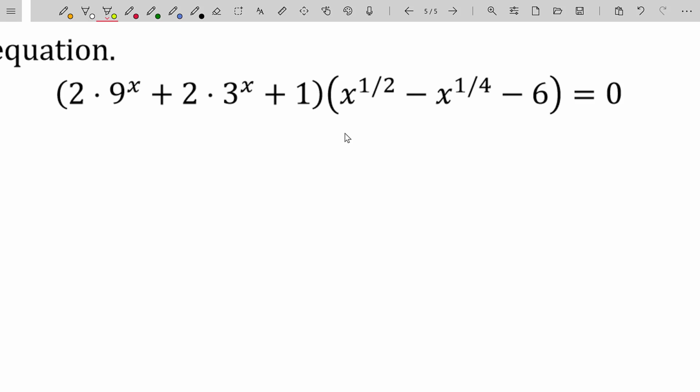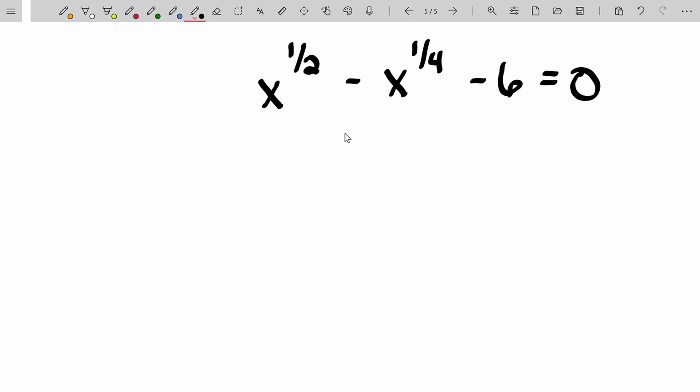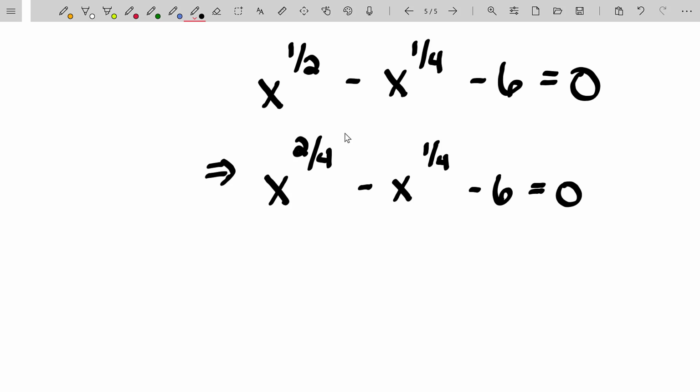Now for education purposes, let's solve this factor equaling 0 first. This equation is quadratic in form. You may not see it, but it totally is. The reason why it's quadratic in form is because x to the 1/2 is the same thing as x to the 2/4. And notice the power on that first term is double the power of the second term. And because of that, this is quadratic in form.